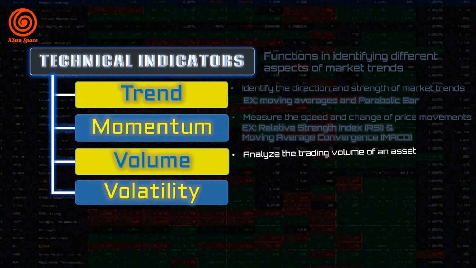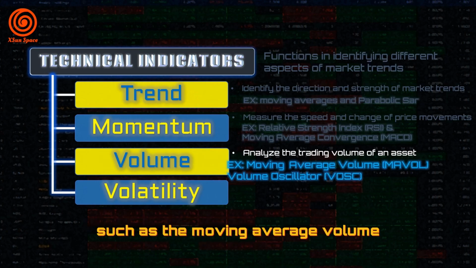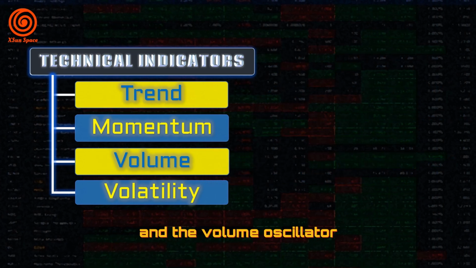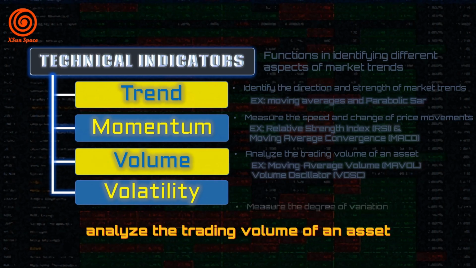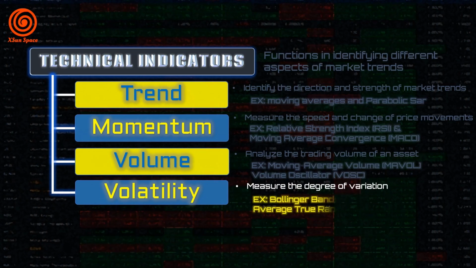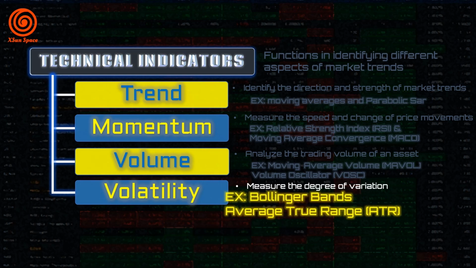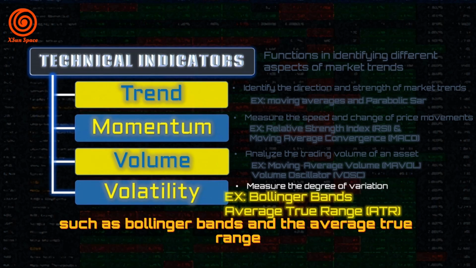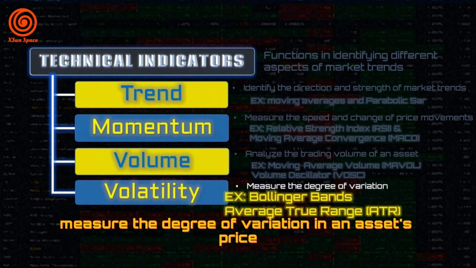Momentum indicators, such as the Relative Strength Index and the Moving Average Convergence, measure the speed and change of price movements. Volume indicators, such as the Moving Average Volume and the Volume Oscillator, analyze the trading volume of an asset. Volatility indicators, such as Bollinger Bands and the average true range, measure the degree of variation in an asset's price.